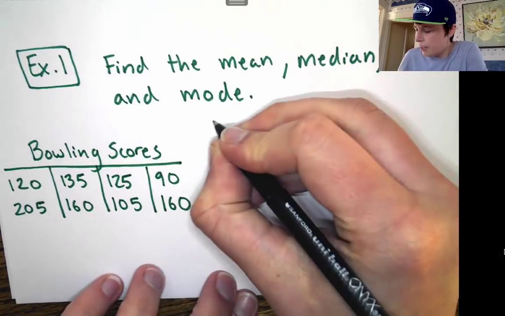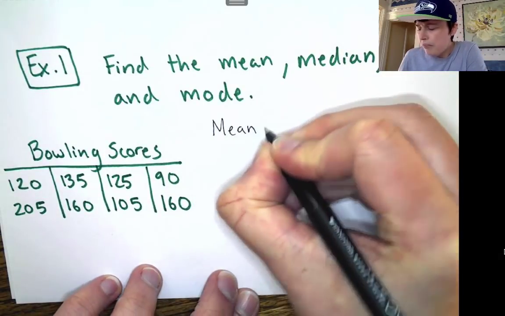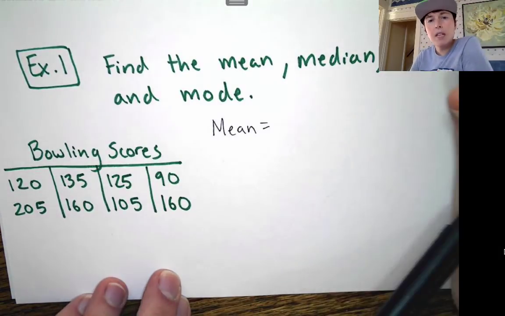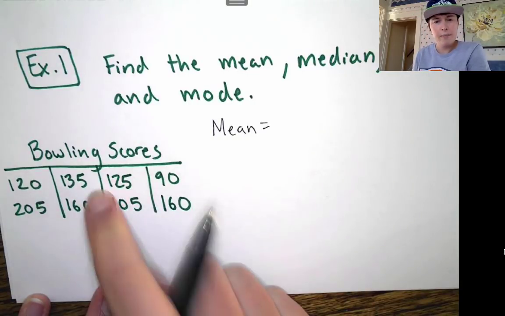Let's start with the mean first. And if I'm going fast, pause the video so you can write down all those numbers. Remember how the mean works. We add them all up and divide by how many there are.